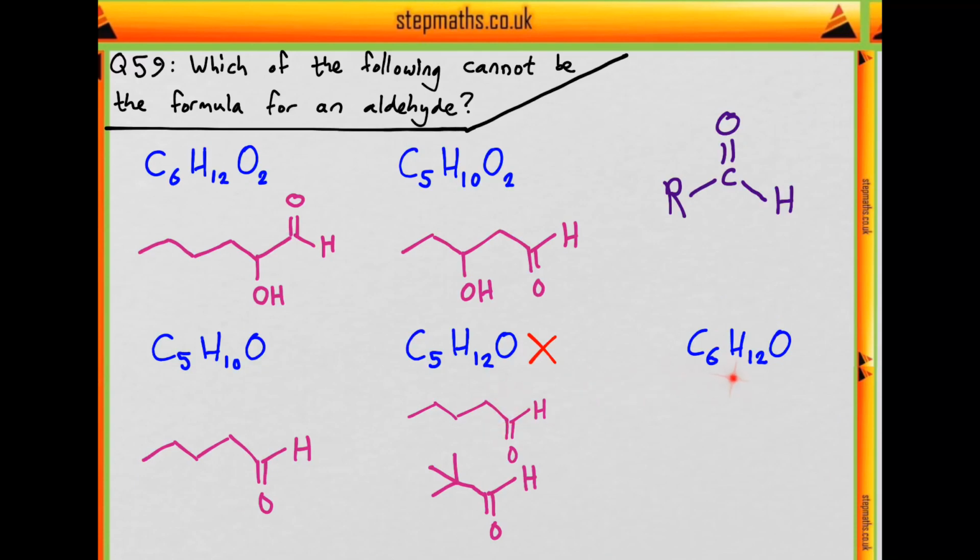And finally, C6H12O. We'd hope this can be an aldehyde because we just need the one that's wrong. So we have a chain of 6 carbons, the aldehyde on the end. So do we have 12 hydrogens? We have 3, 4, 5, 6, 7, 8, 9, 10, 11, 12. So this last one works. And our final answer is that C5H12O cannot be the formula for an aldehyde because there are too many hydrogens. So our final answer is D.